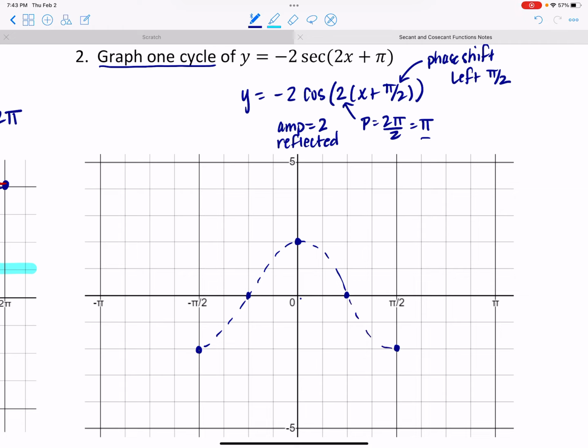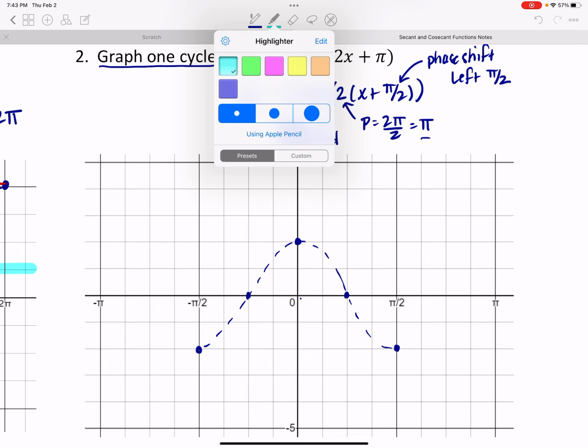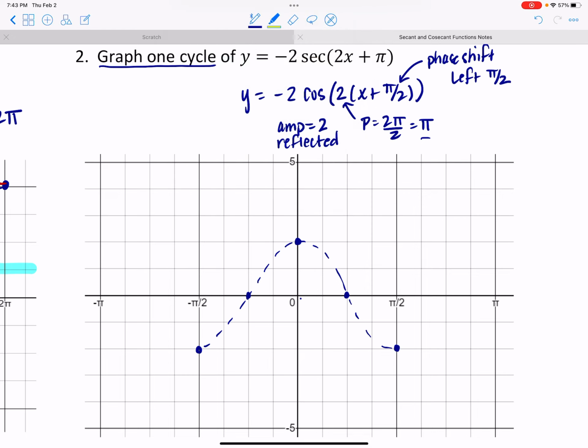So secant now, that's the one that I actually want to graph, is going to have asymptotes where cosine is equal to 0, because the reciprocal of 0 is undefined. So the one I'm trying to graph, my secant, is going to have an asymptote there, and it's going to have an asymptote there. Then in between, it's got parabolas, and I'm using my maxes and mins as my vertices.